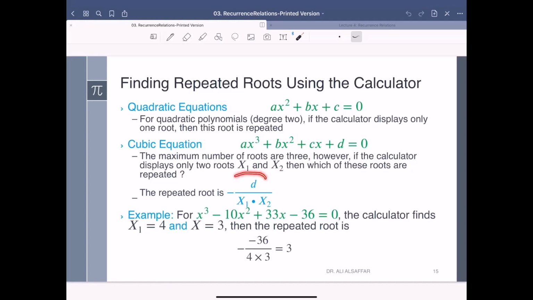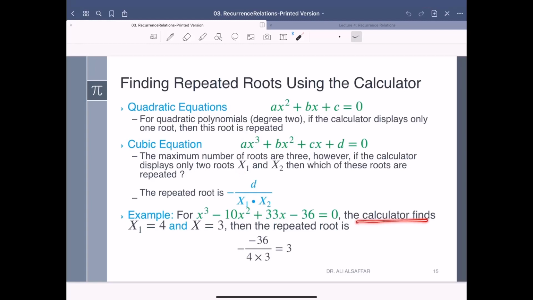There is a very simple equation that you can apply. If d is the last number in the polynomial and x1 and x2 are the roots, simply divide d over the multiplication of x1 by x2 and multiply by -1, and the answer that you will get will give you either x1 or x2. Here is an example.